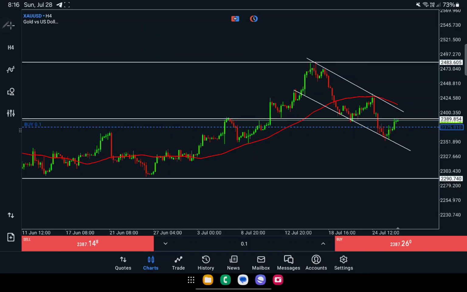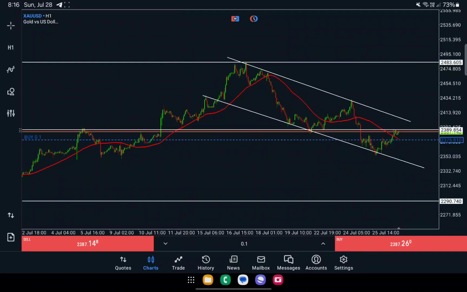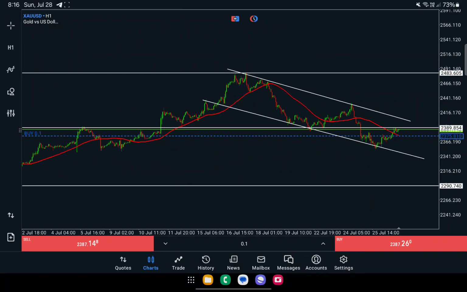If we select the H1 time frame to get a smaller, sharper view, I want to start with the support and resistance zones. As you can see, there is a support zone, another resistance zone, and another resistance zone. This one is the all-time high, and that is the one the market is currently trying to reach.